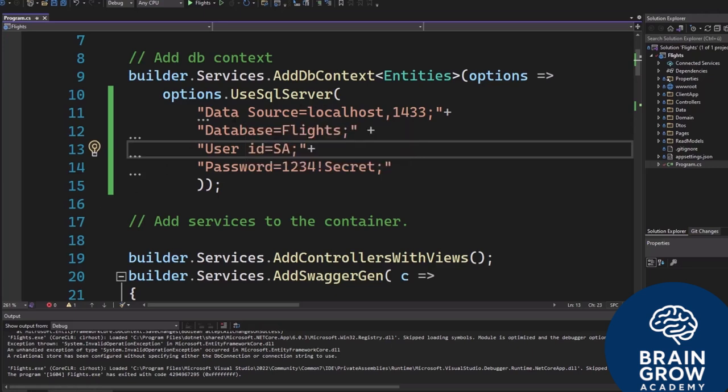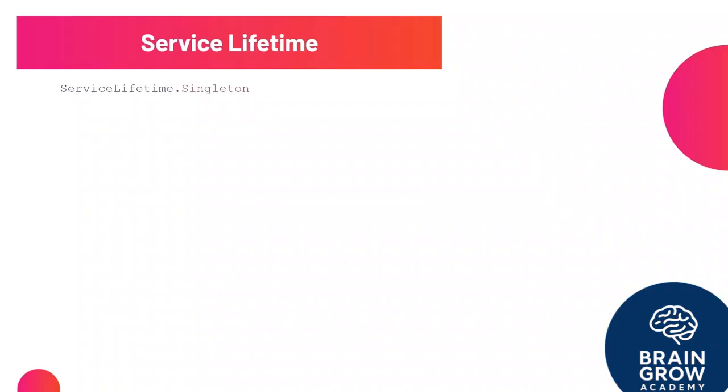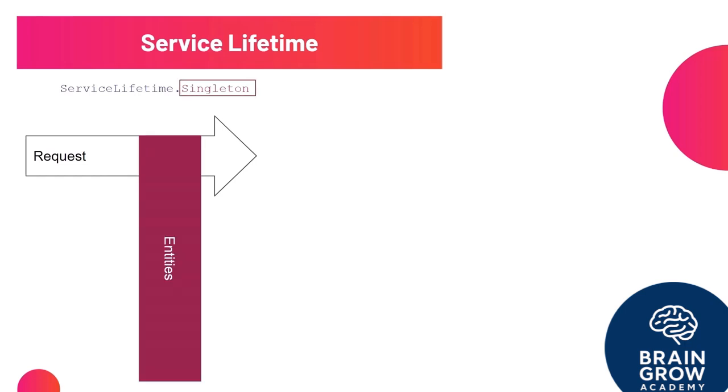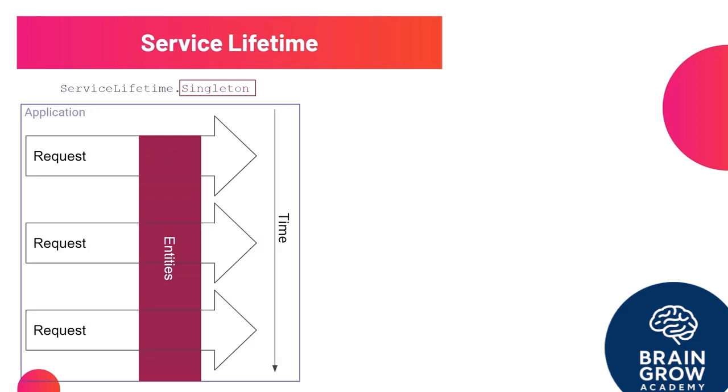Let's talk about that a little bit more in detail now. When you choose the singleton service lifetime for a service, the service collection creates a single instance of the service when the first client requires it. So since we have chosen the singleton as the service lifetime, the service collection keeps the service instance in memory as long as the application runs.